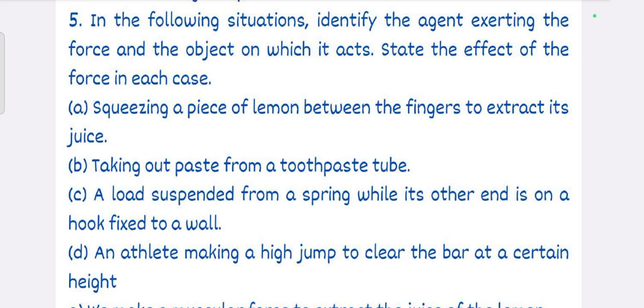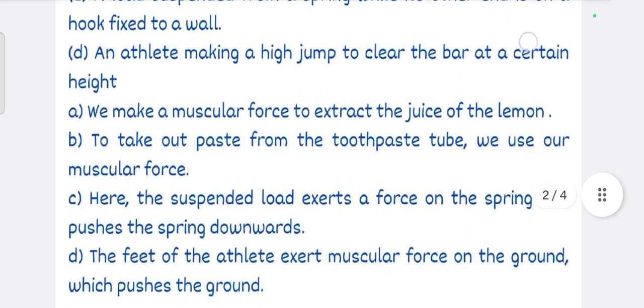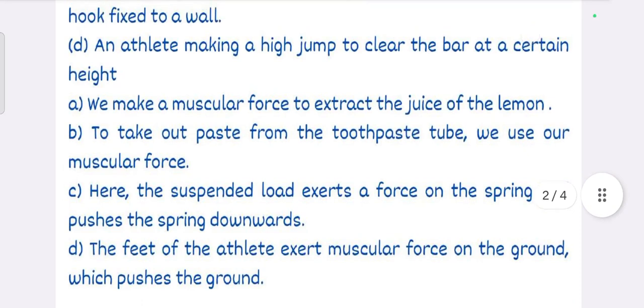Next, an athlete making high jump to clear the bar at certain height.